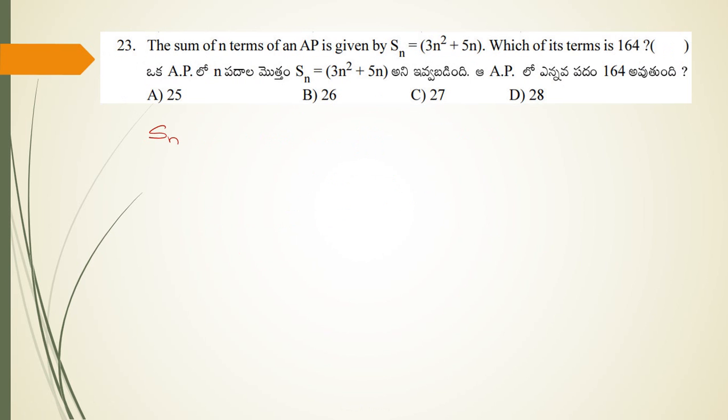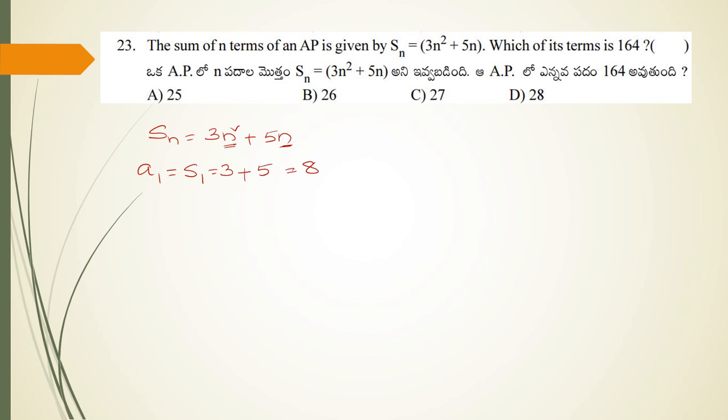He has given Sn is equal to 3n square plus 5n. Now he has given the sum of n terms of an AP. Now if I want the first term, a1 is equal to S1. So from this, what am I going to get? 3 plus 5, because when you replace n with 1, I am going to get the first term. So 3 plus 5 is equal to 8.